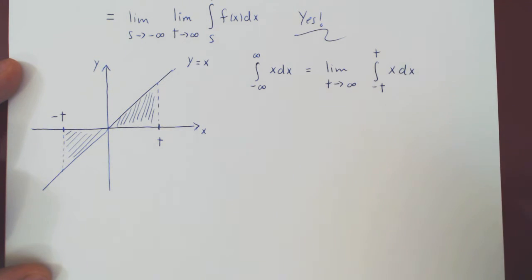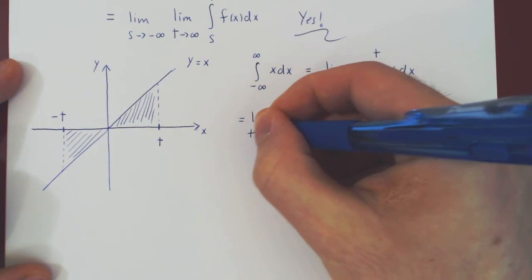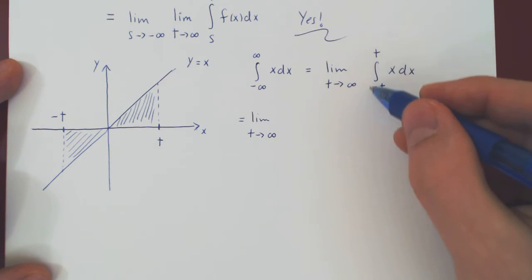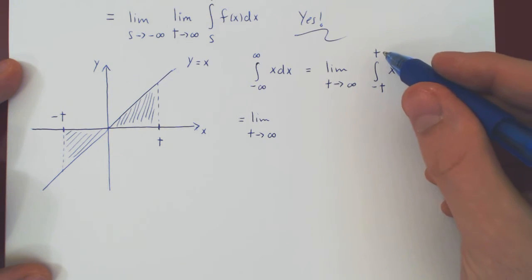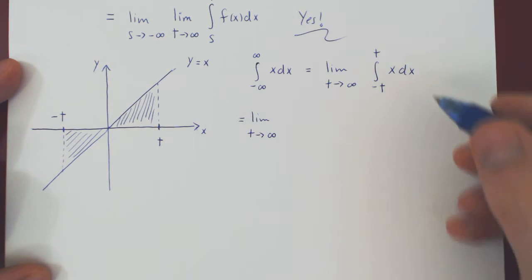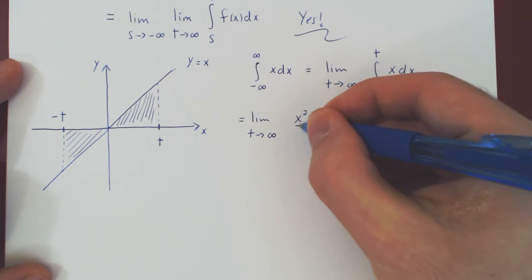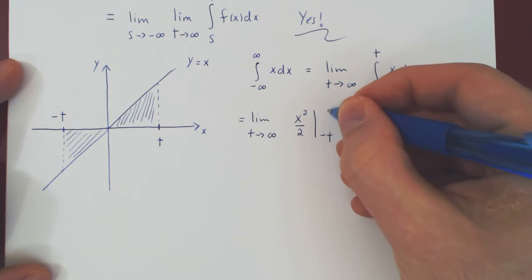And let's verify this. So, once again, we can apply here the fundamental theorem of calculus as the function x is continuous on the finite interval from negative t to t. So we find our antiderivative, x squared over 2, and we evaluate from negative t to t.